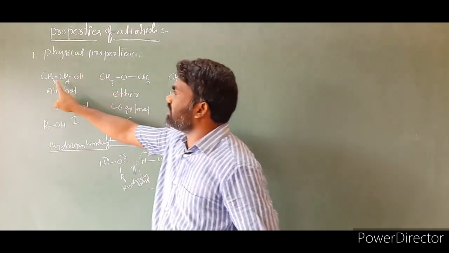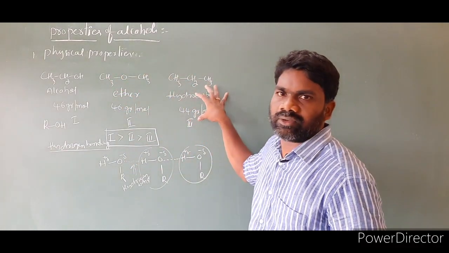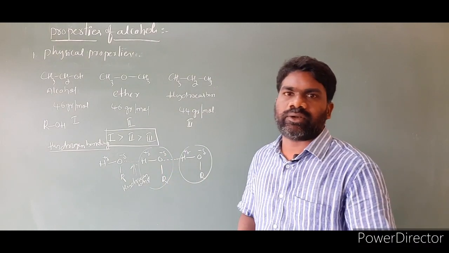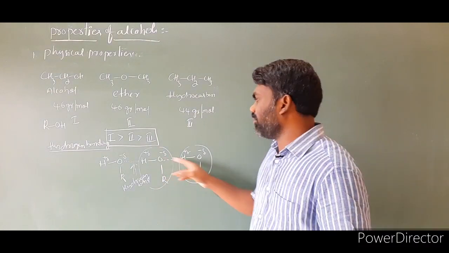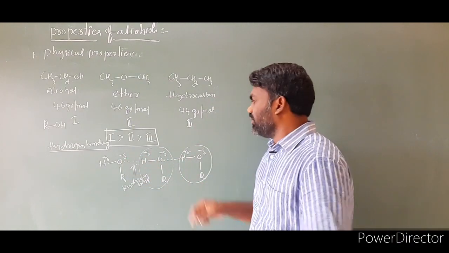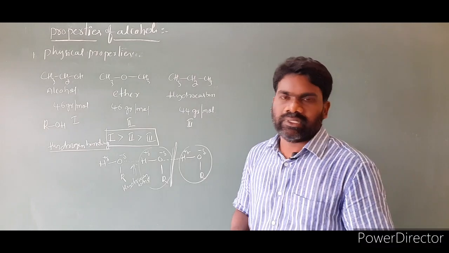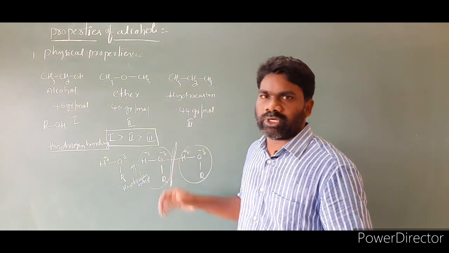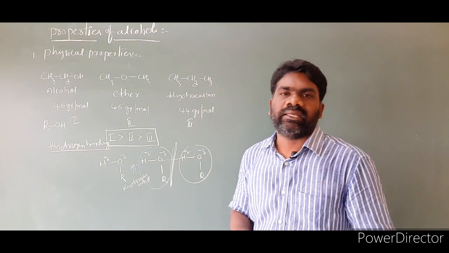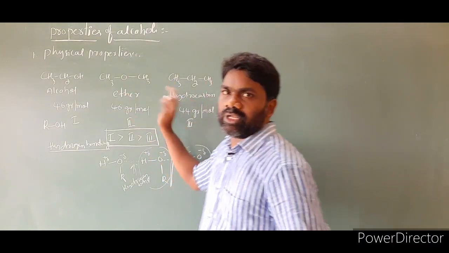So the boiling points of alcohols are greater than the boiling points of ethers and hydrocarbons of comparable molecular mass because of intermolecular hydrogen bonding in alcohol. When intermolecular hydrogen bonding is there, to separate these two molecules to evaporate, to break this force of attraction, you require high temperature. Because to break the hydrogen bonding you require high temperature, as a result the boiling point increases. This is regarding the boiling points of alcohol.